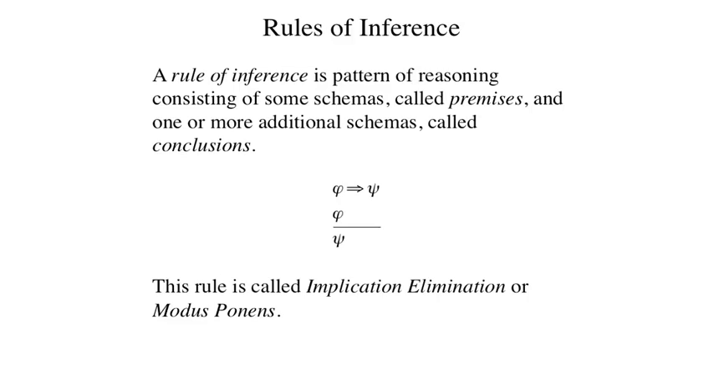As we shall see, the meaning of a rule of inference is that we can derive an instance of the conclusion whenever we have corresponding instances of the premises. The rule in this case is called implication elimination because it eliminates the implication from the first premise. It's also sometimes called modus ponens.